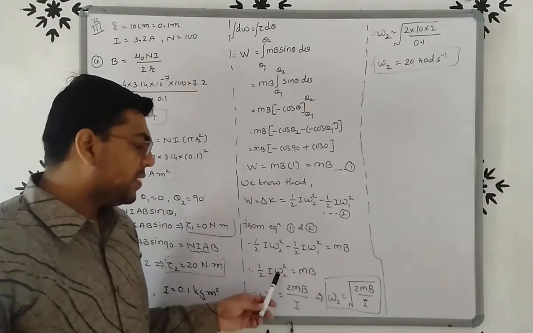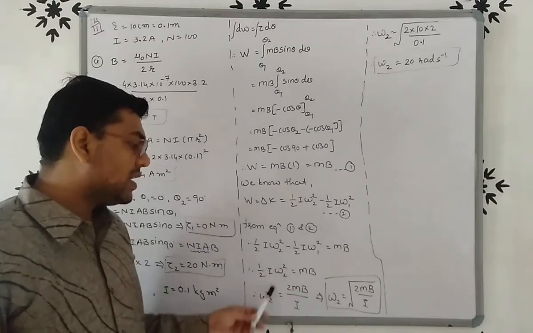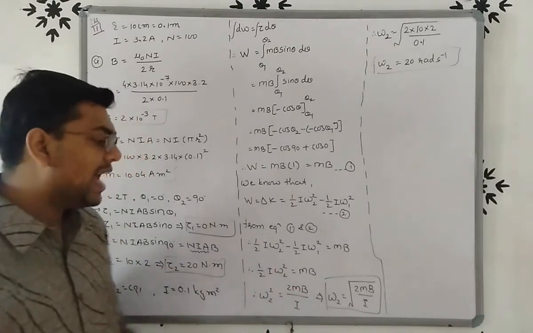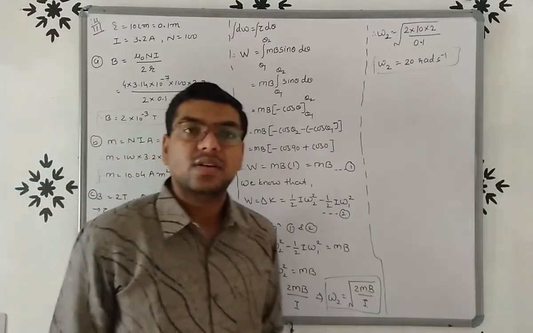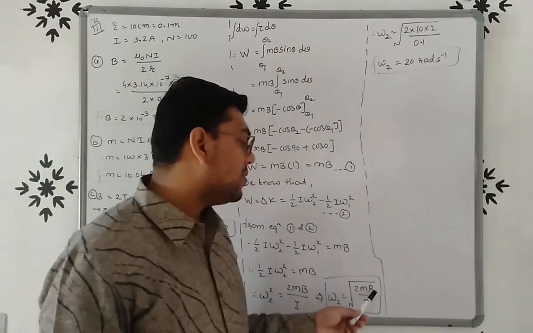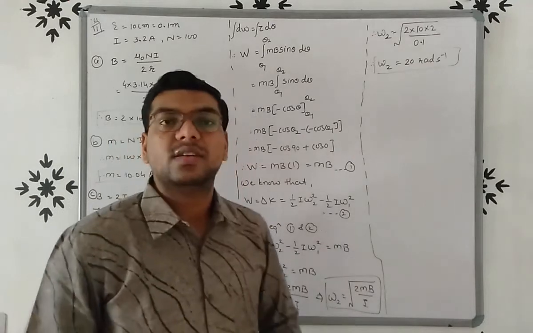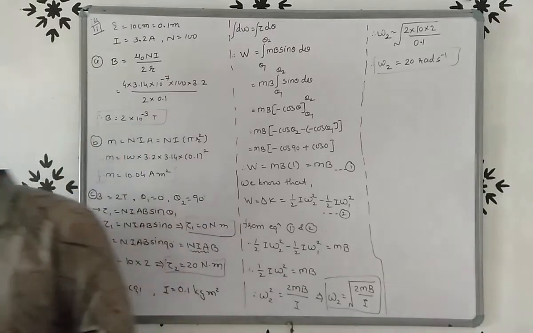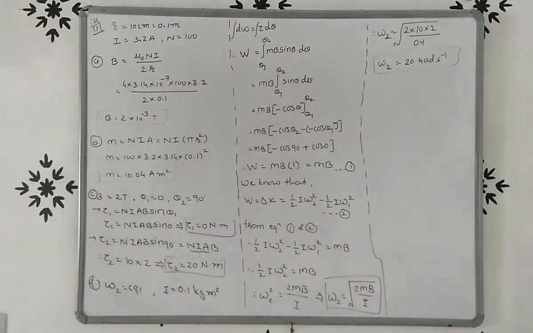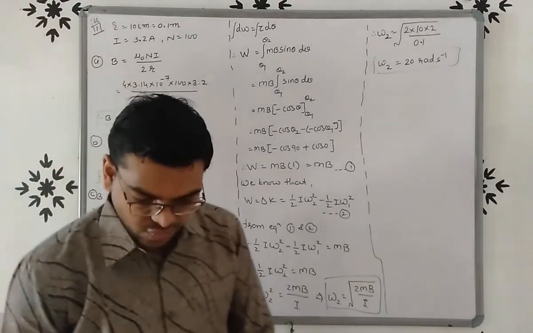So here we formulate omega 2. So omega 2 square is equal to 2 MB by I. So omega 2 is the square root of 2 MB by I. So 2 as it is, M is 10, B is 2 and I is 0.1. So after calculating this, you will get angular speed, that is 20 radian per second. Right? Now we move forward to our next example.